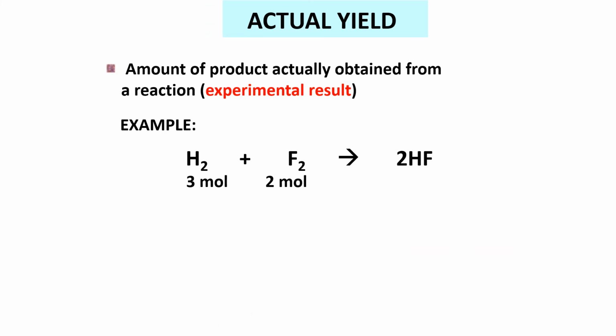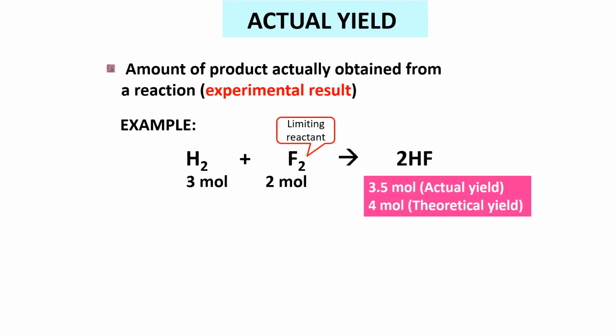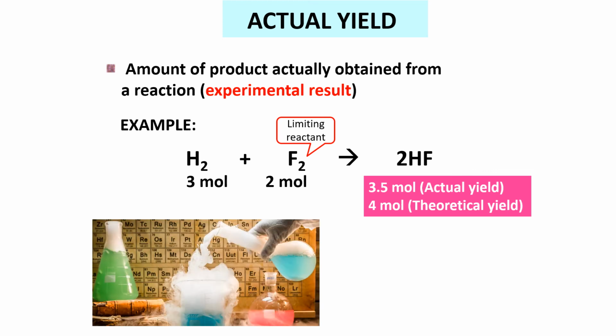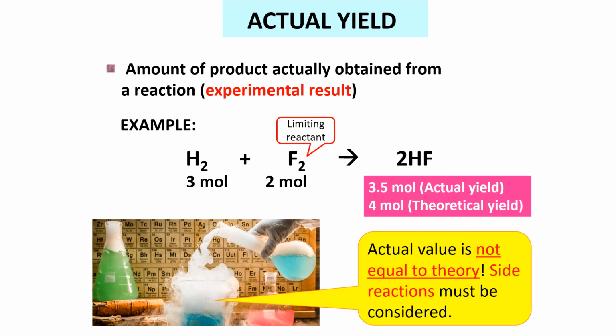Actual yield refers to the amount of product actually obtained from a reaction or experimental result. As for example, in this chemical reaction, 2 mole of fluorine react with 2 mole of hydrogen to produce 4 mole of hydrogen fluoride. This is the theoretical yield. However, if this reaction produces only 3.5 mole, this amount refers to the actual yield. Reminder, the actual value is not equal to the theory. Side reactions must be considered.